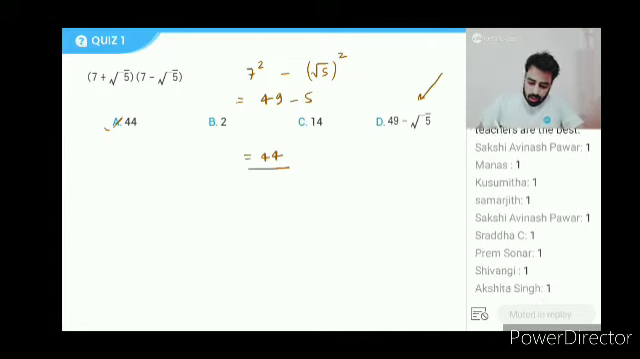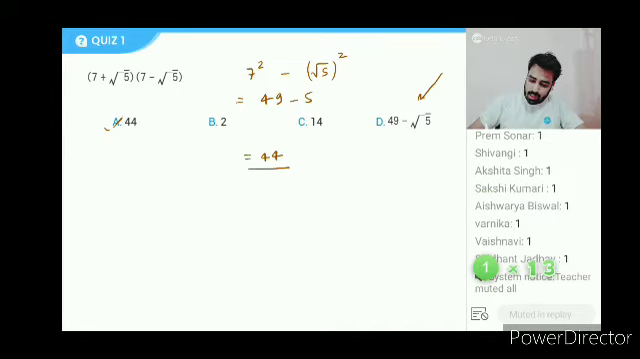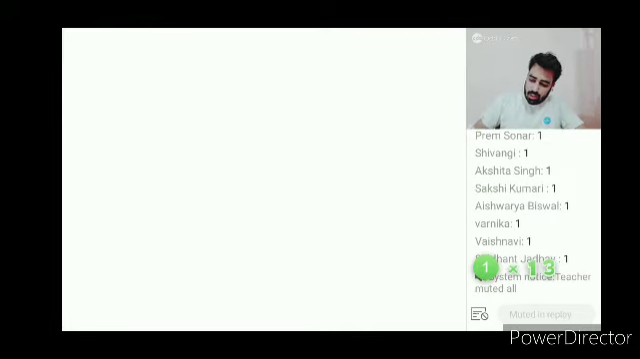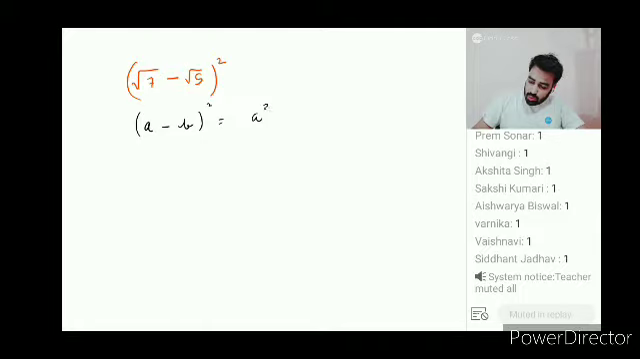Okay, one more basic question that I want to give. Suppose I tell you to find the value of root 7 minus root 5 whole square. This question we need to solve with this identity: (A minus B) whole square is A square plus B square minus 2AB. This is a very important part.